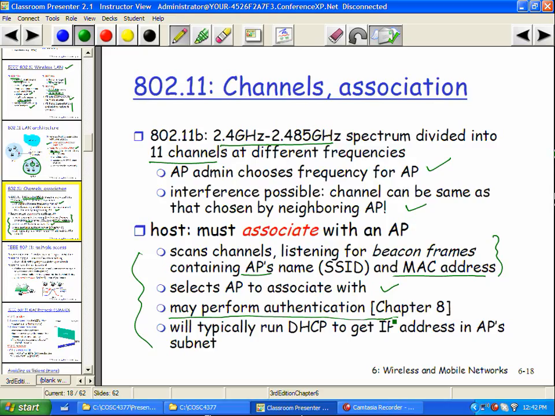And once you're associated, you're part of the network, you generally run DHCP. For a normal laptop, you have to have an IP address, and when you're in a wireless network, usually it's not a fixed IP. As you associate with an access point and become part of its cell, you get an IP address, a dynamic IP address. Okay.